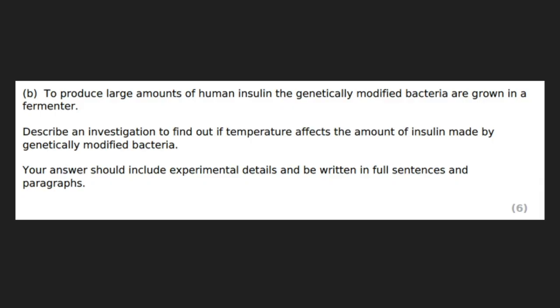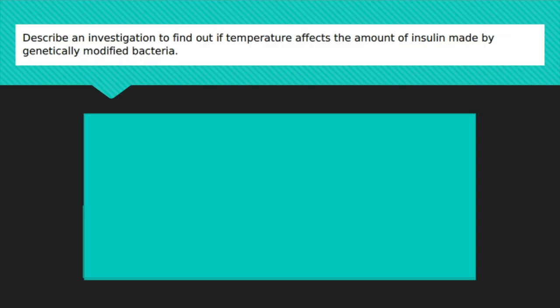And this is a good point to point out that you can't just write the letters CORMMSS on your exam paper, but you've got to write this as full sentences. Just use CORMMSS for your planning. Okay, so let's shorten that out a little bit, and we'll just call that describe an investigation to find out if temperature affects the amount of insulin made by genetically modified bacteria. Okay, so first thing, identify what your independent and dependent variables are. So the independent variable here is temperature, and the dependent variable is the amount of insulin made by genetically modified bacteria.